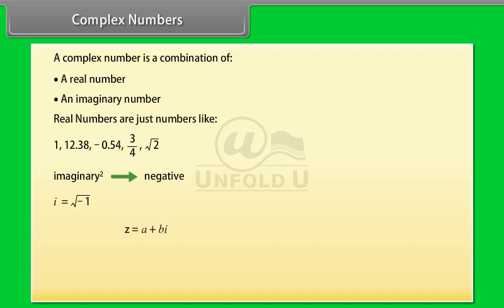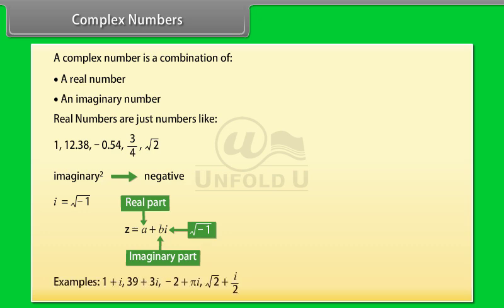a plus b iota is a complex number, a combination of a real number and an imaginary number. Examples are 1 plus iota, 39 plus 3 iota, minus 2 plus pi iota, square root 2 plus iota by 2. Algebra of complex numbers.